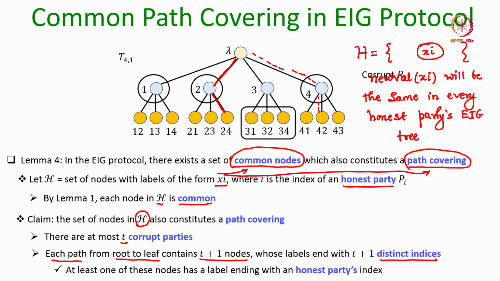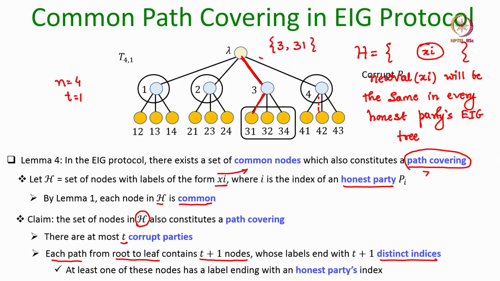That means, if I consider any path, say I take this example where n is equal to 4 and t is equal to 1, and say I take this path. Okay. So, what are the nodes which we are encountering in the path? We are first encountering 3 and then the node 3 1, and imagine P 3 is corrupt. Now, since P 3 is corrupt, it is not a part of this set fancy H, but the node 3 1 is a part of the set fancy H, and that is why we have encountered a node from the set fancy H along this path, right.